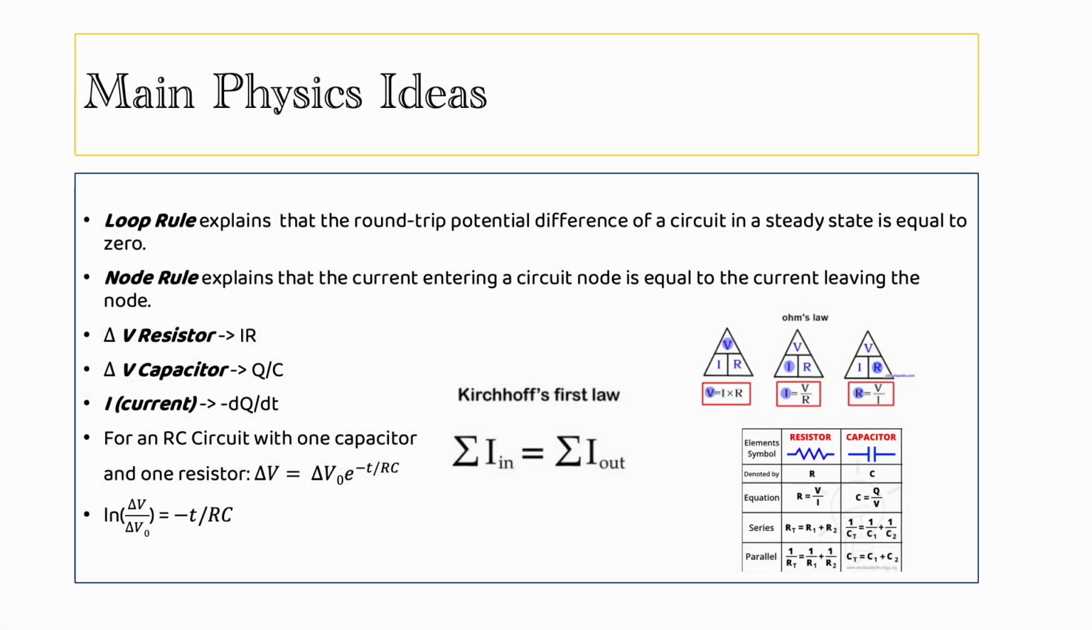So, diving into the main physics ideas here, the loop rule explains that the round-trip potential difference of a circuit in a steady state is equal to zero, while the node rule states that the current entering a circuit node is equal to the current leaving the node. Potential difference in a resistor is equal to current times resistance, while the potential difference in a capacitor is equal to charge over capacitance. And I, which is current, is equal to the change in charge over the change in time. And for an RC circuit with one capacitor and one resistor, we have the potential difference here.